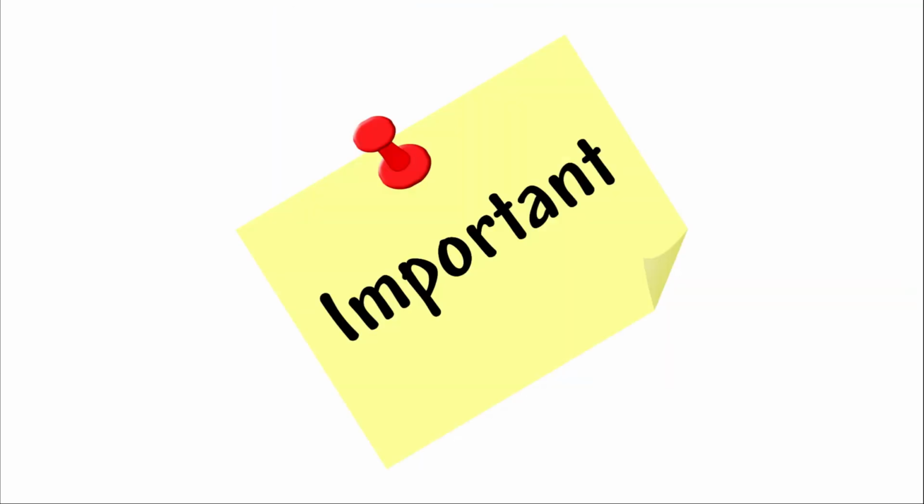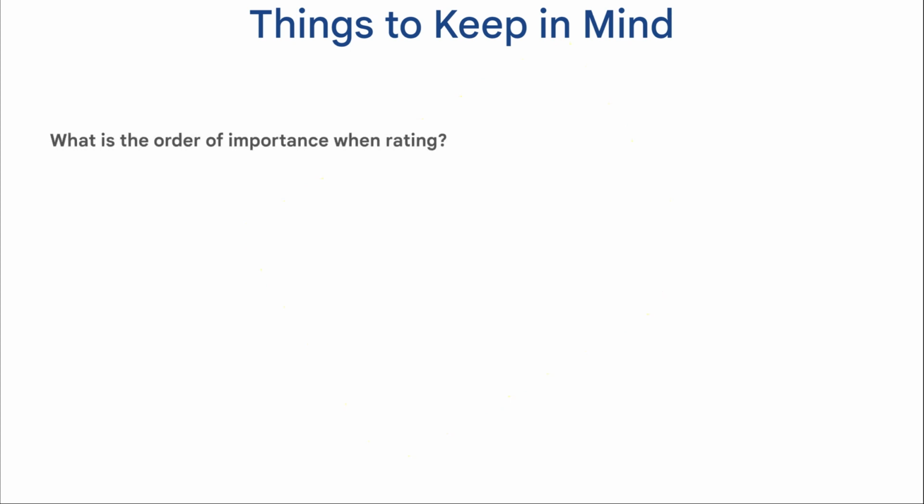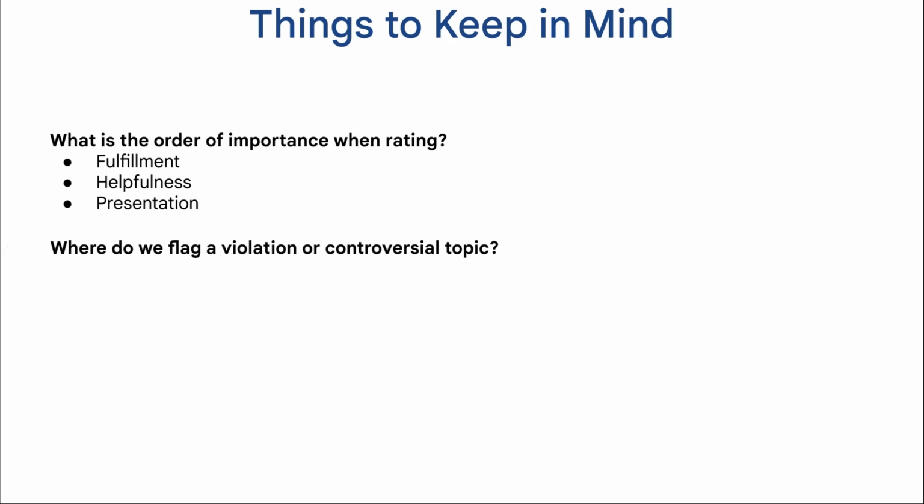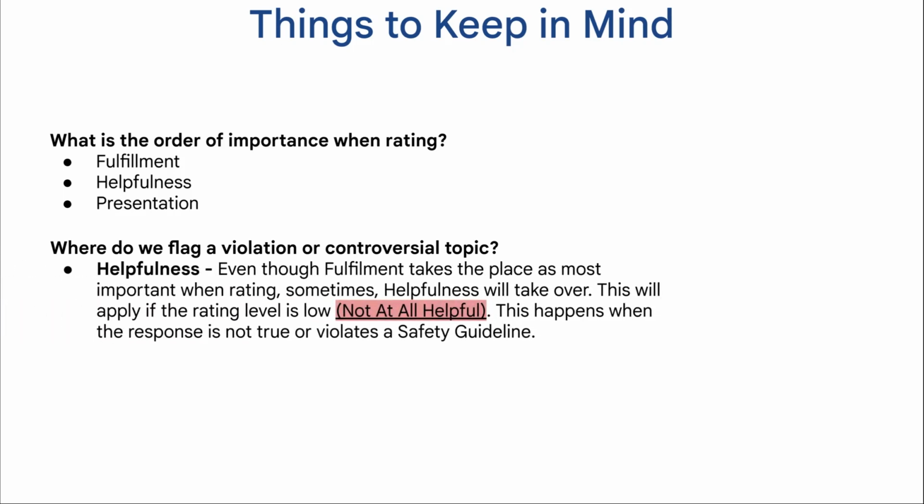Now, some important things before we move to the next part. What is the order of importance when rating? Fulfillment, helpfulness, and presentation. Where do we flag a violation or a controversial topic? In helpfulness. Even though fulfillment is the most important when rating, sometimes helpfulness will take over. This will apply if the rating level is low, not at all helpful. This happens when the response is not true or violates a safety guideline.